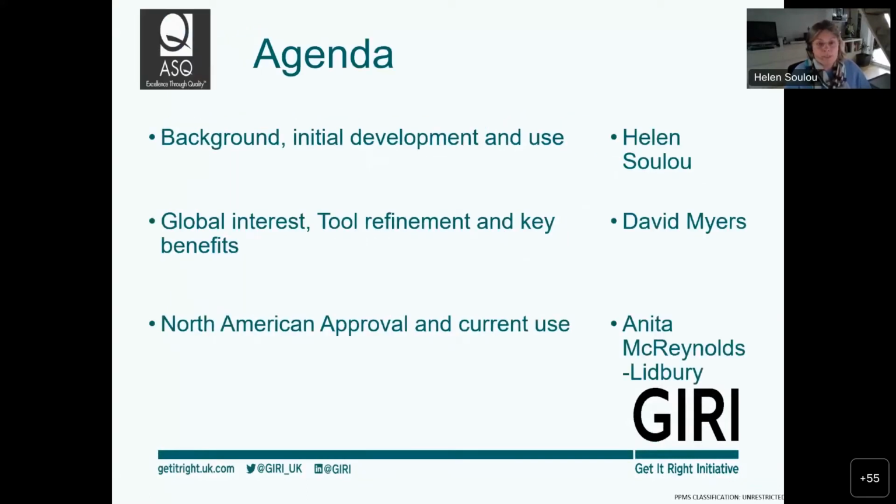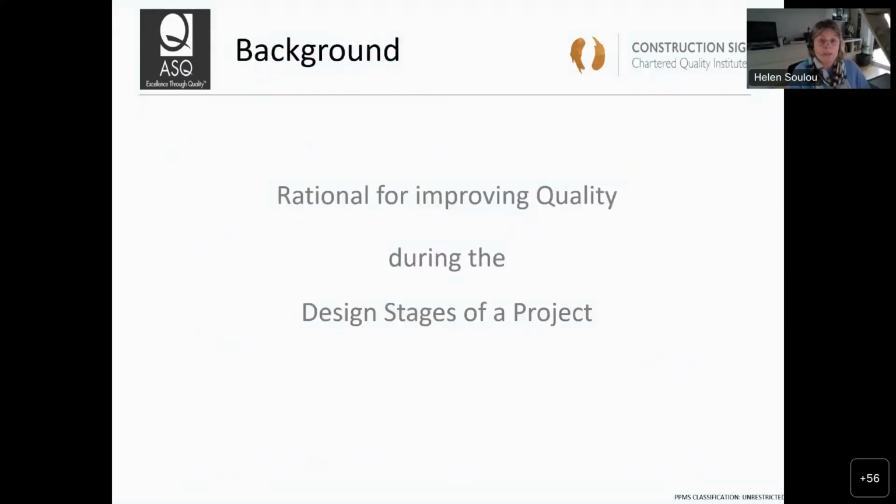Through the agenda, we will take you through the background and the initial development and use. I'll explain how it was initiated and originally used. David is going to talk to you about how it attracted global interest from Australia to the States and of course the UK and other countries, and how it was refined and some of the key benefits of using the tool. Then Anita is going to tell you about how it has been used in North America in a specific project that she's working on and how she's currently using it, and also some of the approvals that it has gone through there.